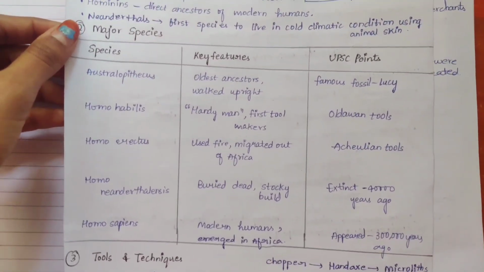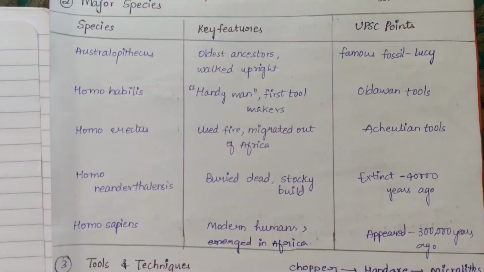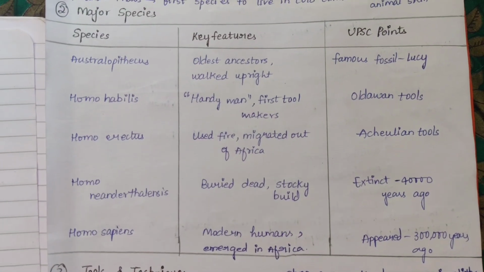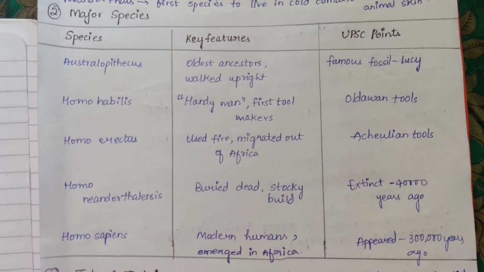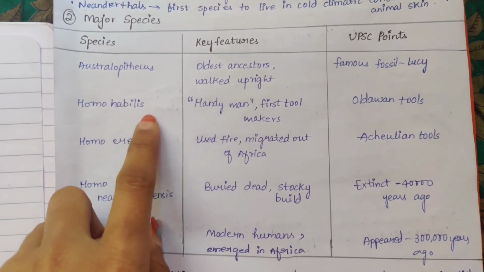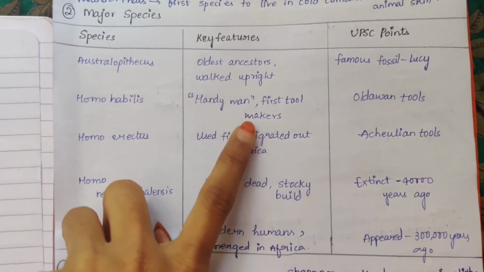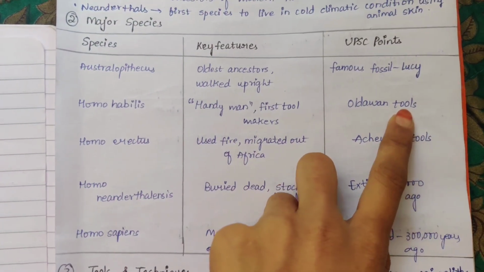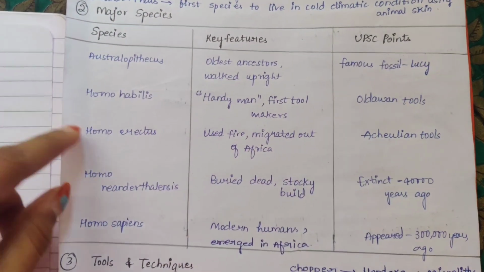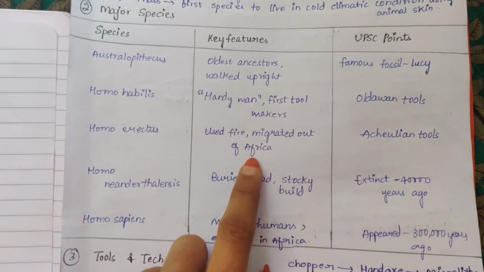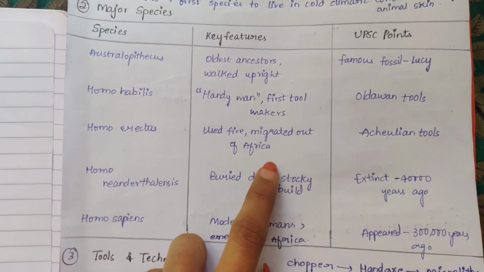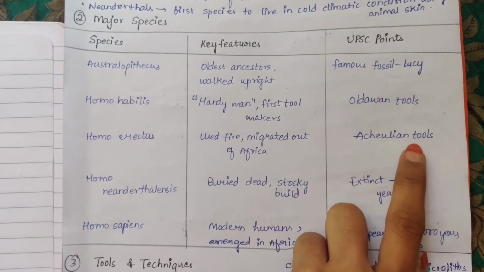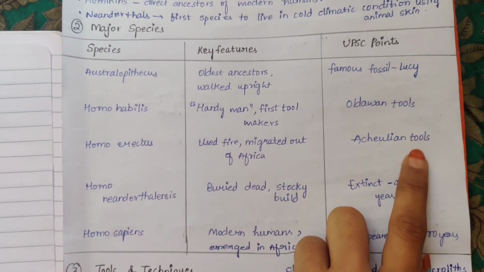There are 5 major species, and the first one is Australopithecus. They are the oldest ancestors, with the famous fossil Lucy. Homo habilis, they are the handyman, the first tool makers, and their tools are known as Oldowan tools because they are made of stones. Next, Homo erectus, they used fire and they were the first to migrate out of Africa. And Acheulean tools, they are hand axes.